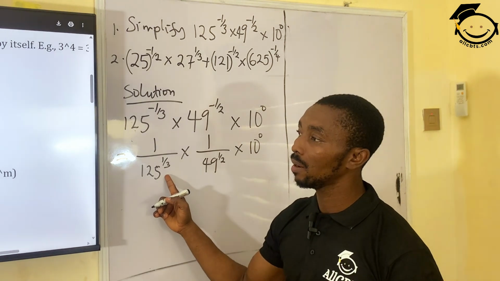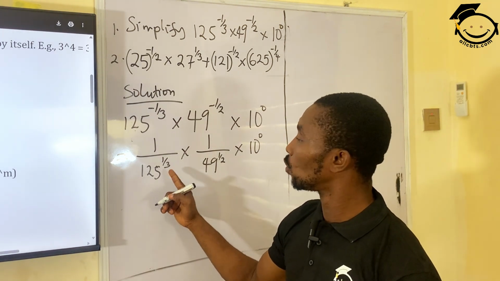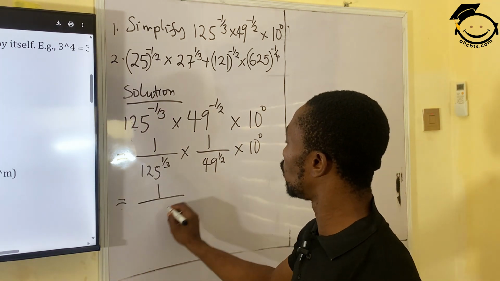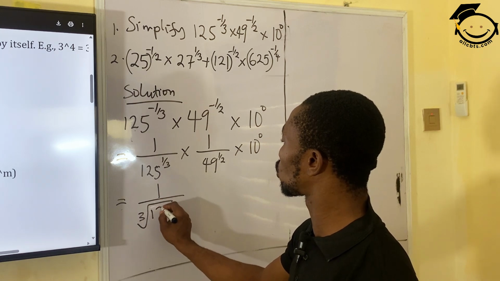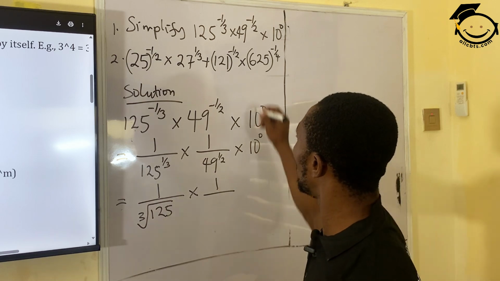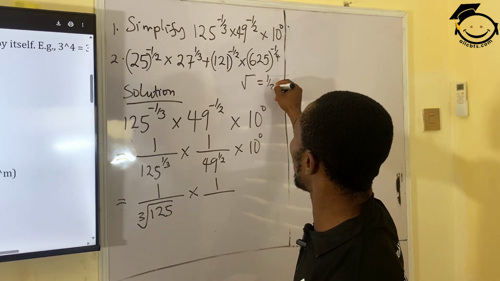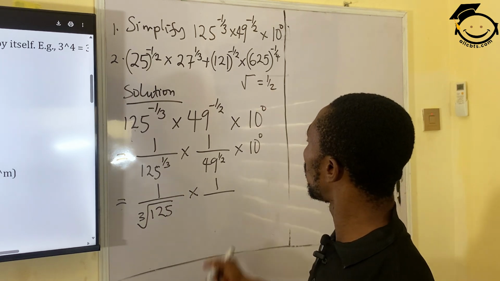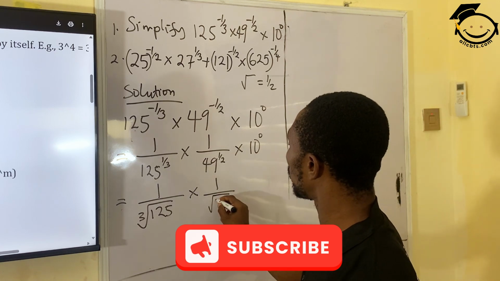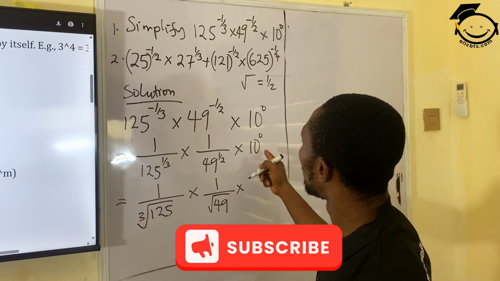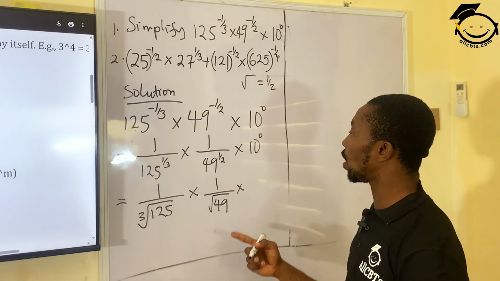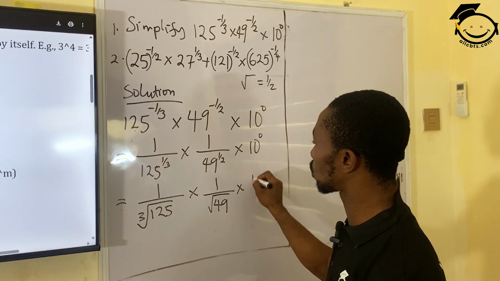Now, if we apply our fractional index law to our denominator here, this becomes 1 all over cube root of 125 times 1 all over the square root of 49. Mathematically, our square root is raised to power half. So 49 raised to power half is the square root of 49, times, from our zero index law, we learned that anything raised to power 0 is 1. So 10 raised to power 0 will give us 1.